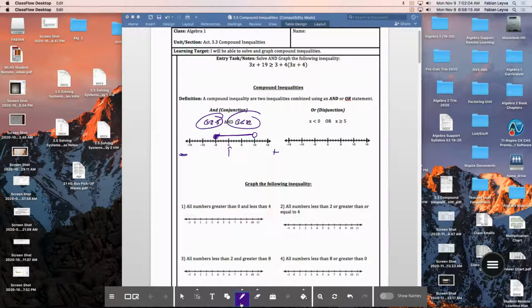Notice that this is an or statement. So the first one I'm going to do is x is less than 0. So here is my 0. My x is less than, so it's going to be in the negative direction. Now I'm going to go ahead and graph my second inequality, which is x is greater than 5. So here is my 5. Let me double check to make sure it's a closed circle, I forgot that there was a greater than or equal to.